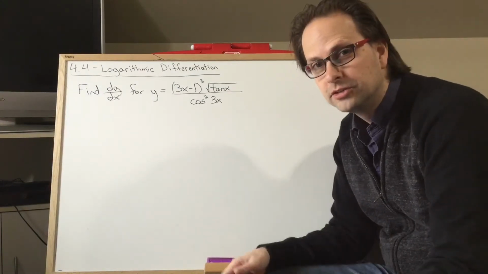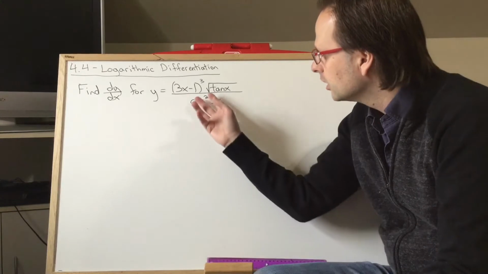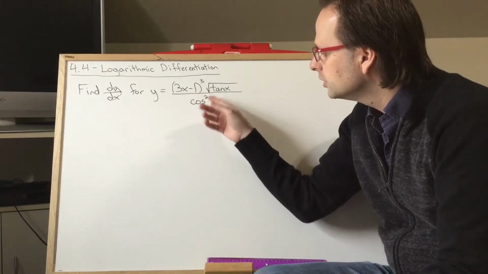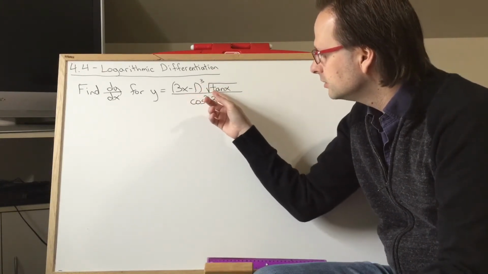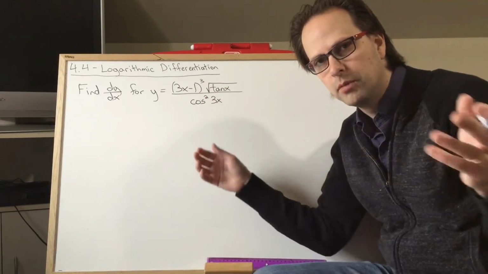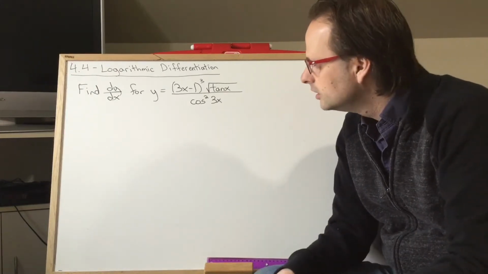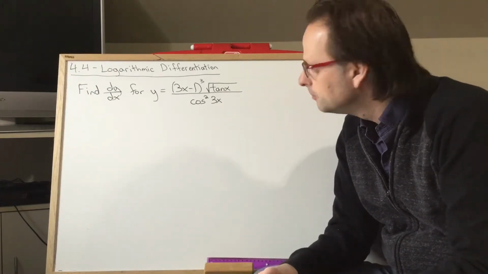So obviously this is a super rough function for us to differentiate with standard techniques. We've got a product on top with a quotient. There's a chain in this, there's a chain in this. There's two layers of chain in this because there's an outermost squared and then there's a cosine and then there's a 3x inside. This is going to be just horrible.